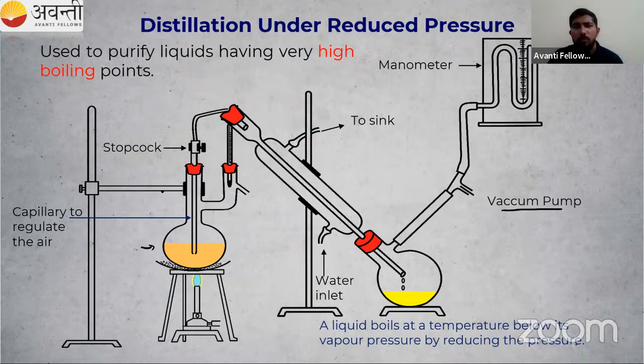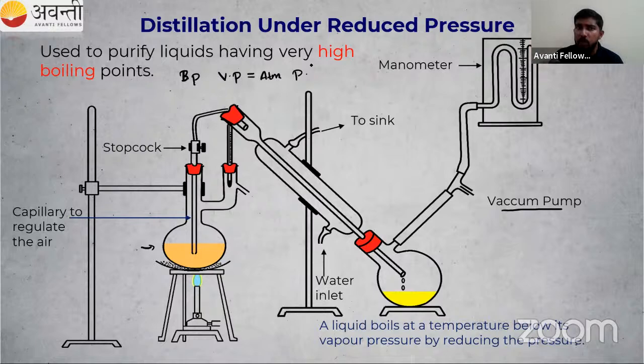So what is this boiling point? Boiling point means it is a temperature at which the vapor pressure, that is, the pressure exerted by the vapor, of the liquid is equal to atmospheric pressure. Vapor pressure should be equal to atmospheric pressure.